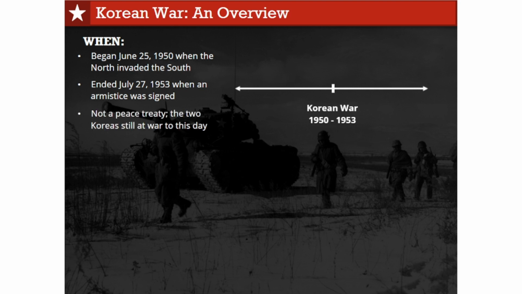An armistice is not a peace treaty. It's an agreement to stop fighting, and technically these two countries are still at war even to this day. The Korean War began just 5 years after the end of World War II and was followed by the Vietnam War, a war America became heavily involved in throughout the 1960s and early 70s.